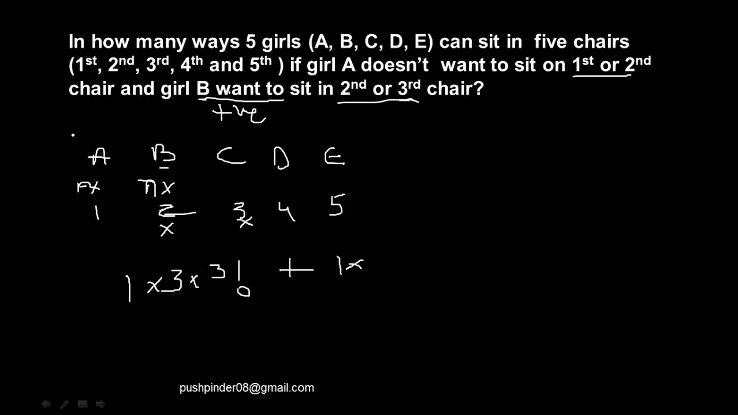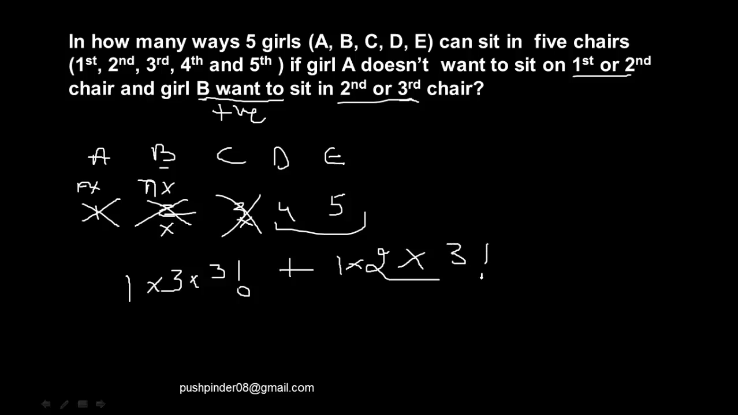Now girl A does not want to sit on the first, she does not want to sit on the second. The third chair has already been taken, so she is left with 2 choices. And now there are 3 girls left and 3 chairs left, which can be solved with 3 factorial, right? So I hope everyone is understanding. This is the way you solve the question. So this is 3 factorial into 2 plus 3 into 5. That is our answer.